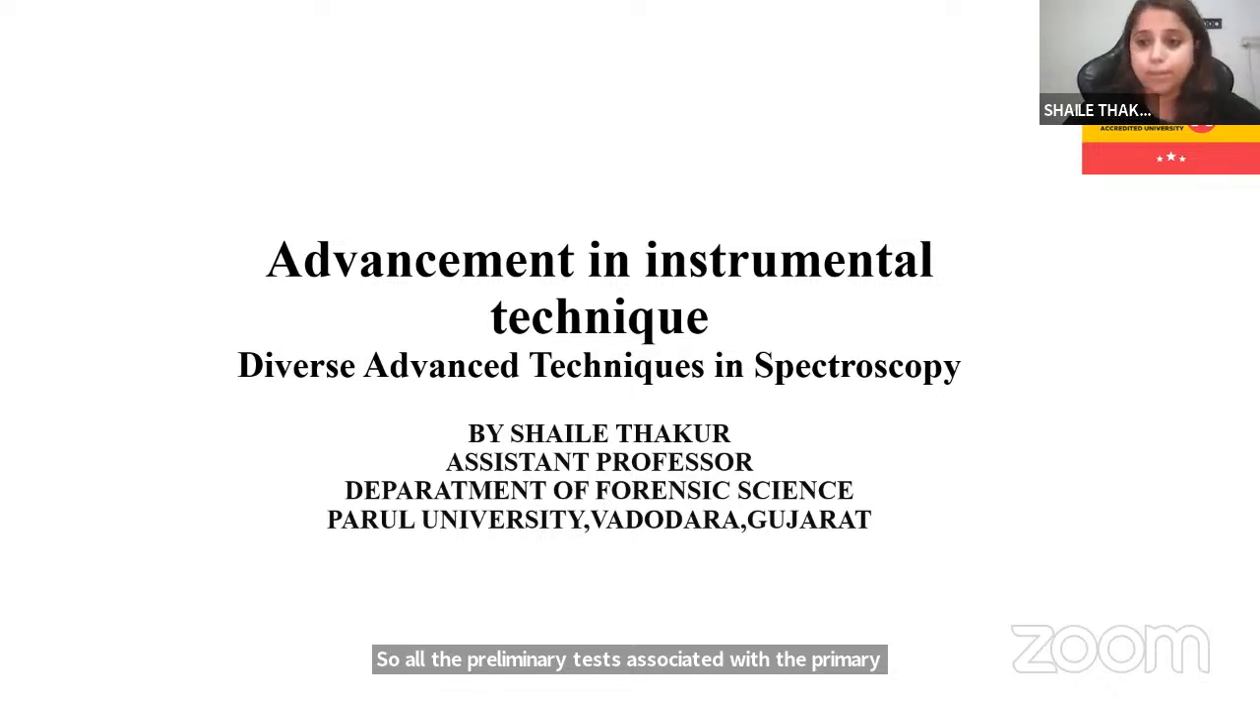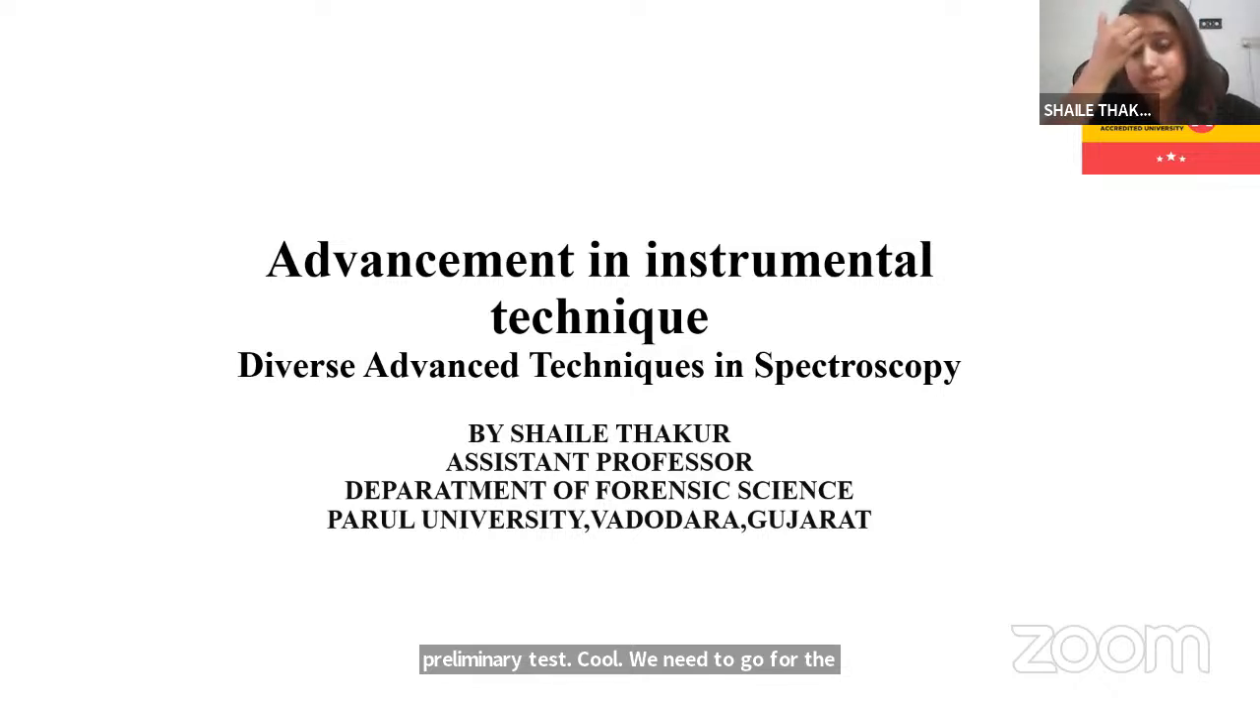All the preliminary tests are associated with the primary type of examination. When we talk about the primary examination, we are doing either a color test, a physical test, or an odor test. These are simple tests which help show the path, and this type of test is very essential in forensic science for investigation purposes. Once we are done with the preliminary test, we need to go for the confirmatory examination.